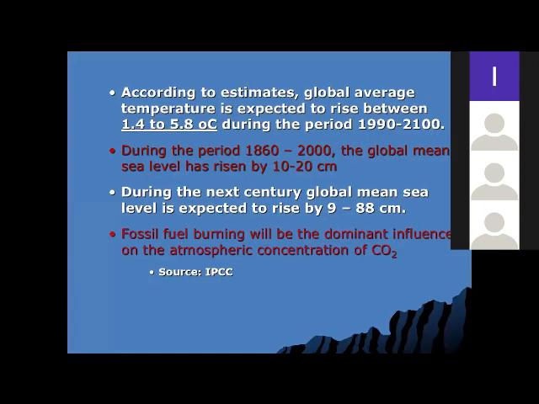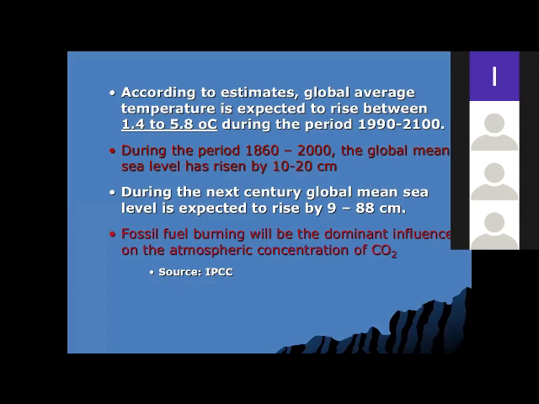Then this is just another forecast or prediction. According to the estimates, temperature is expected to rise between 1.4 and 5.8 degrees Celsius before the turn of the century. Actually, now we can see that. I will show you later some of the increases happening now.